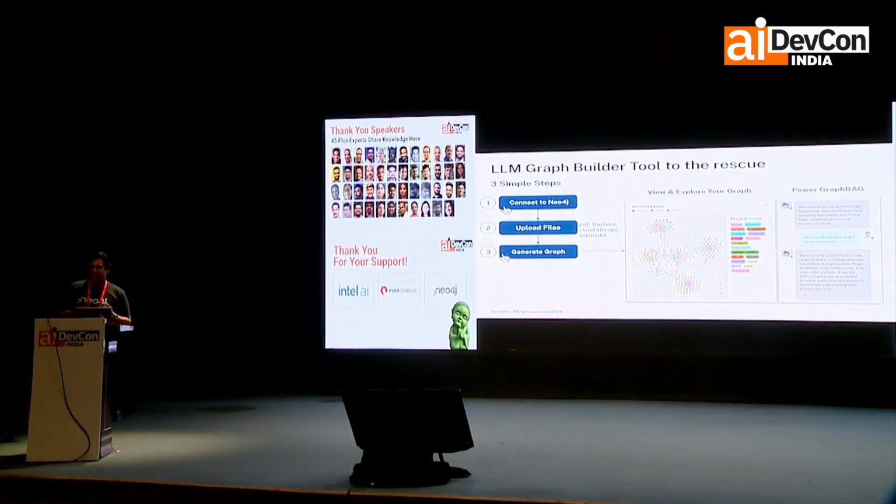And what it does, as I said, it creates two sets of graph. It creates a document or a lexical graph, and also creates a domain or an entity graph. And then you can visualize it. You can explore the graph directly within the tool, or you can go back to your Neo4j console, and then you can visualize it from there.